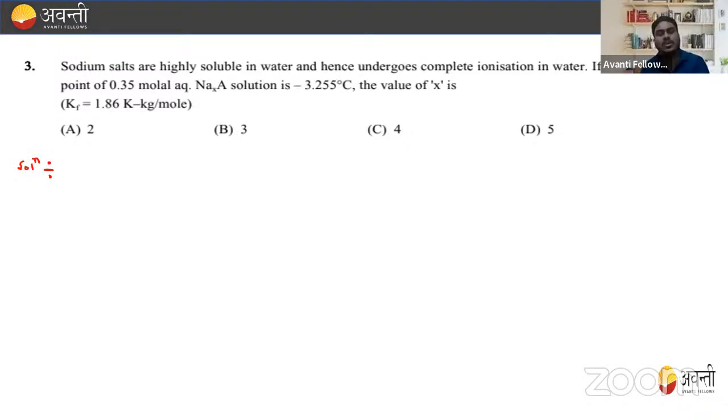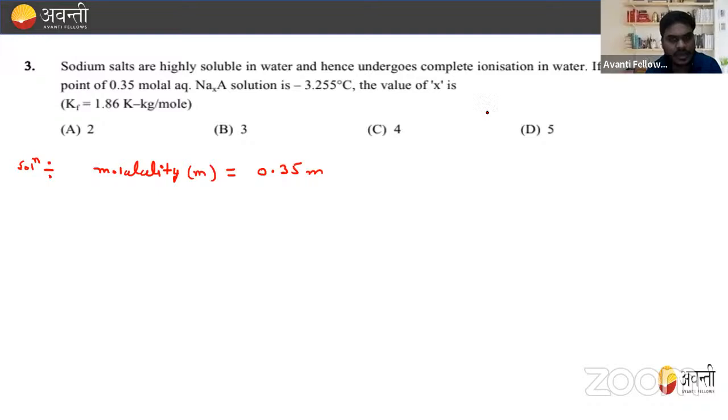Sodium salts are highly soluble in water, hence they undergo complete ionization in water. Now, the freezing point of a 0.35 molar aqueous NaXA solution is given, and we need the value of Xa. This question is basically from colligative properties. The data given is the freezing point of the 0.35 molar aqueous solution. We know that the molality of the solution is already given. So molality, small m, is equal to 0.35 molal.